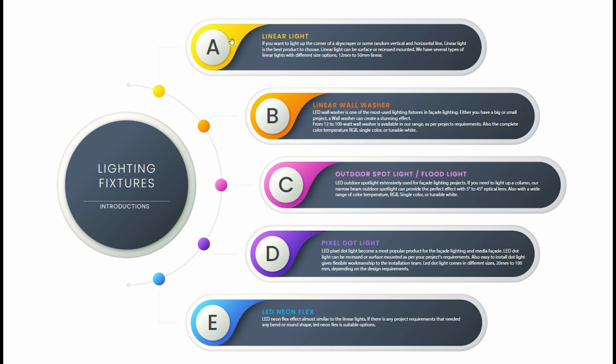Neon flex and linear light have the same effect. The only difference with neon flex is the flexibility. When we have a curved building or we need some sort of flexibility, at that time neon flex is the best option, because the linear light is made of aluminum, so we cannot bend it like neon flex. Other than that, all the effects are the same as linear lights. So let's start our course with the linear lights.